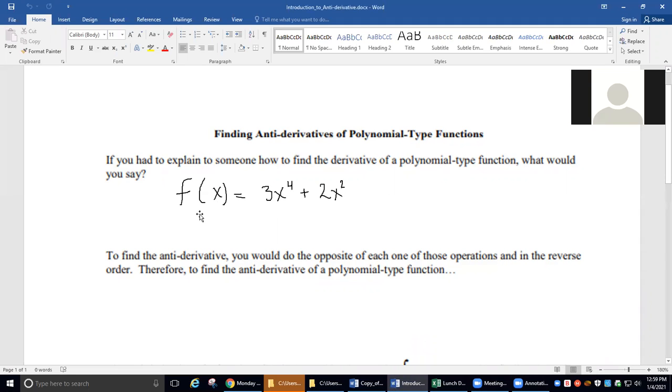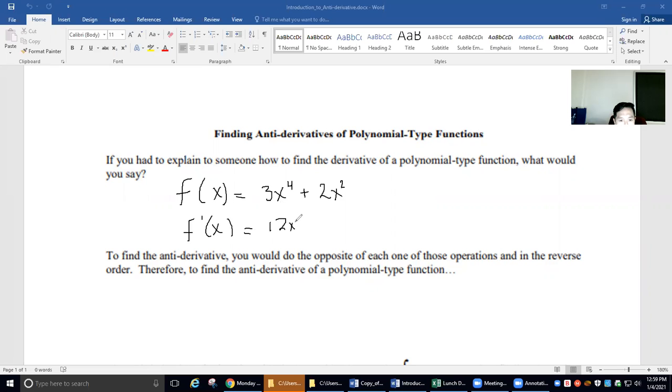Okay, so to find the derivative of this function, what Brandon had said is multiply the coefficient by the power. So in this case, we're going to multiply it by, that's 12x to the third power plus 4x here.